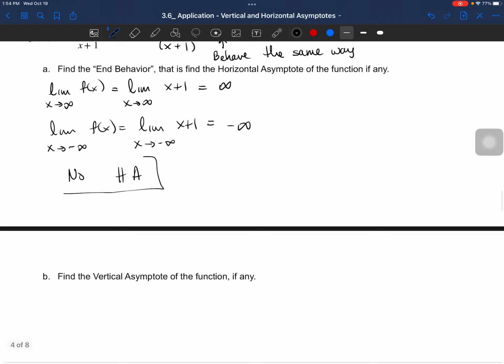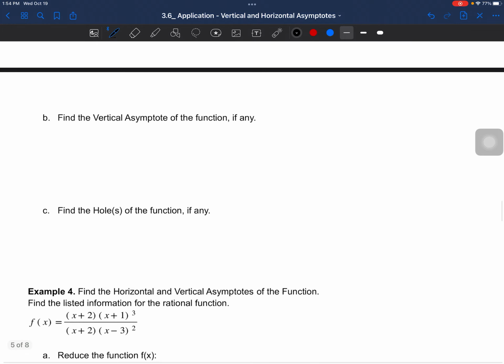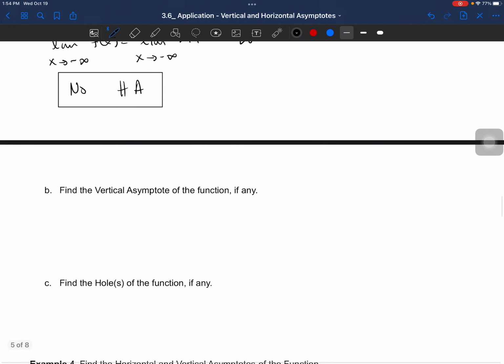So is there a horizontal asymptote? The answer is no. No horizontal asymptote for this function, because those are not real values. Let's move on to part B. Let's find the vertical asymptote.